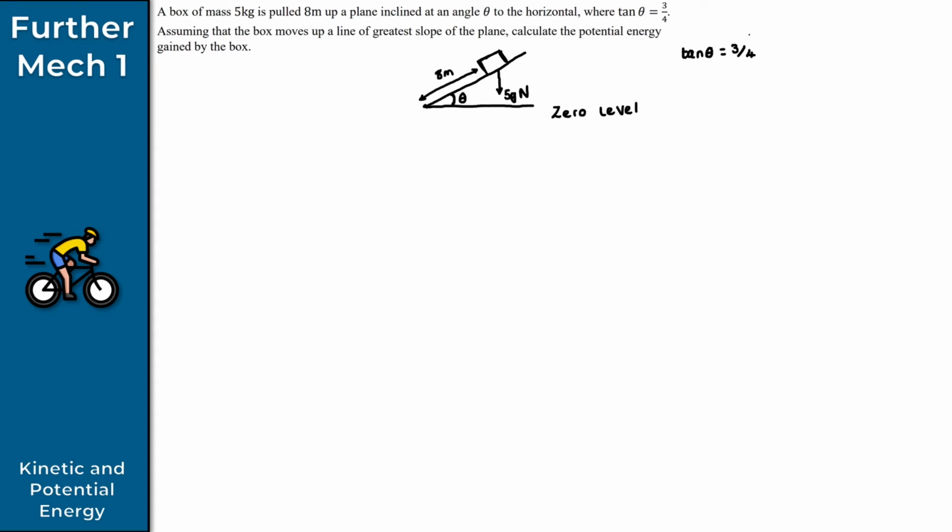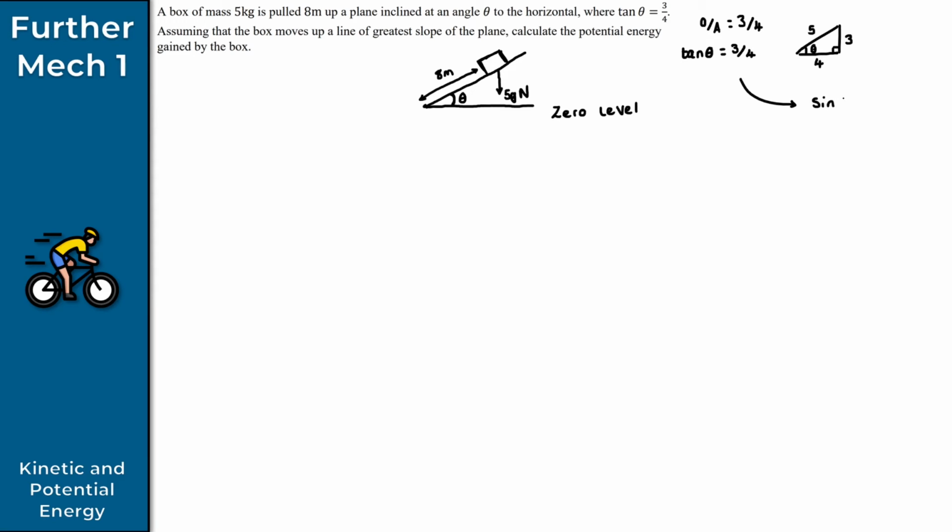And in that case, if tan theta is equal to 3 over 4, what we can do here is form a right angle triangle, okay? If tan theta is equal to 3 over 4, well, that is opposite over adjacent is equal to 3 over 4. So I've got my right angle here and my angle theta. In that case, my opposite here is 3, my adjacent is 4, and my hypotenuse here is 5.